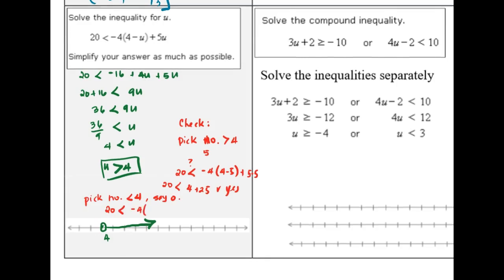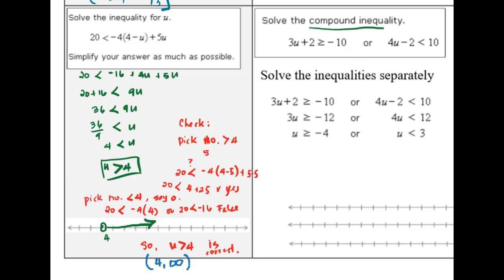Now pick a number not greater than 4, say 0, and we'll come up with a false inequality. So that means that u greater than 4 is the correct solution set.